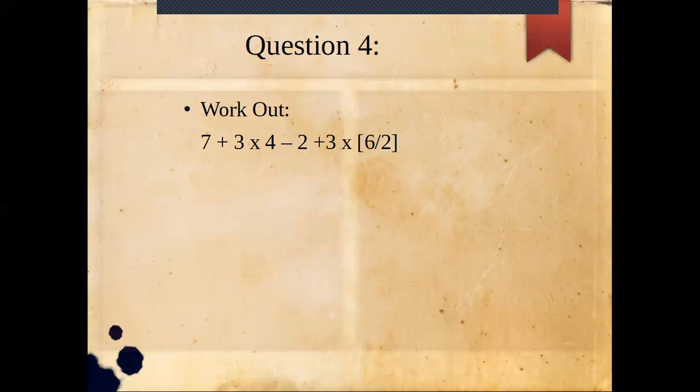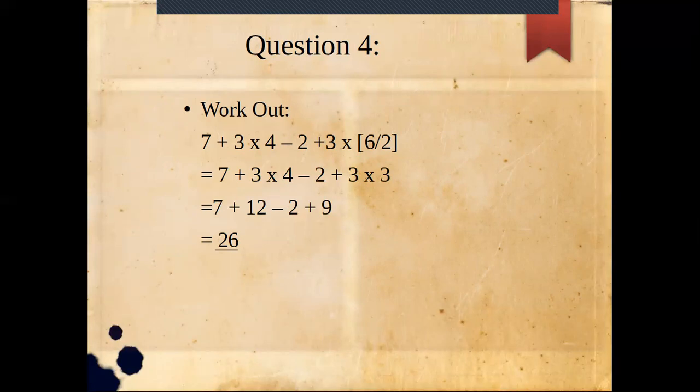So inside the brackets, we've got 6 divided by 2. So what we're going to do is 6 divided by 2 equals 3. So then we're going to leave that. So now we've got the rest of the equation, but we've just got rid of the brackets. So next, multiplication is our next thing. We've got no order. So we've got multiplication. So we do 3 times 4, which is 12. And then we also do 3 times 3, which is 9. And then we just do addition and subtraction from left to right. So we've got 7 plus 12, which is 19, minus 2, which is 17, plus 9, which equals 26. And that is the final answer.